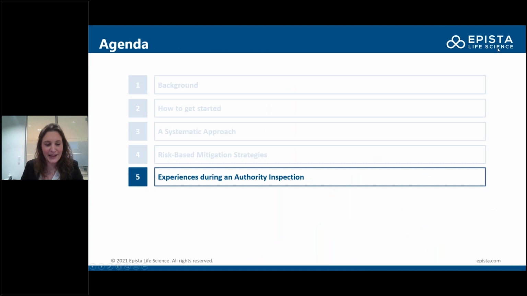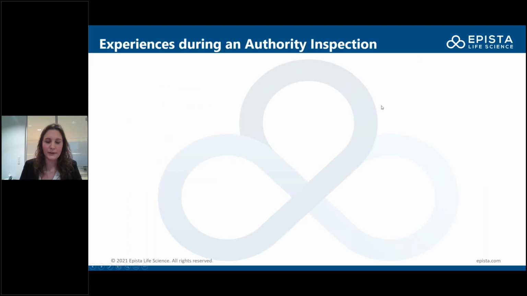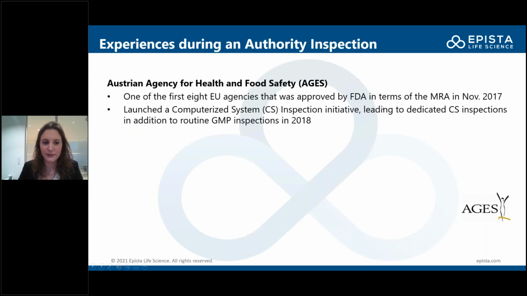So last but not least, a lot of talking about approaches, but how was that actually viewed during an authority inspection? Because of course, it's nice doing all those activities, but in the end, we want inspectors that when they come on site to not say, well, it was a good effort, but I don't agree with it. So, a bit of background.